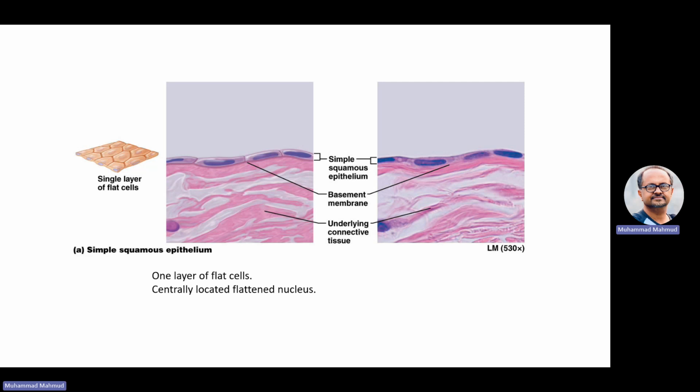Would like to start with epithelial tissues. As you see in this slide, there is a single layer of cell, flat cells. So whenever there are single layers, we use the word simple epithelium. And epithelium is the covering cell. And if the cells are flat, we call it squamous. So simple squamous epithelium, that means single layer flat cell. They have centrally located flattened nucleus. You see here in this top layer of this tissue, that's the simple squamous epithelium.